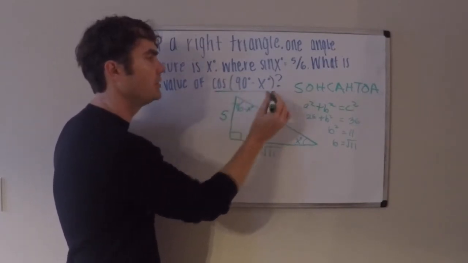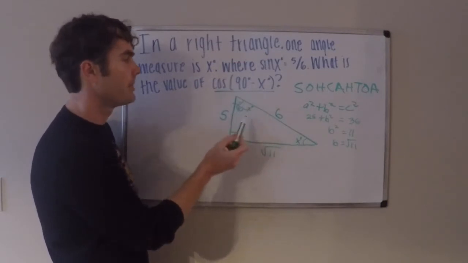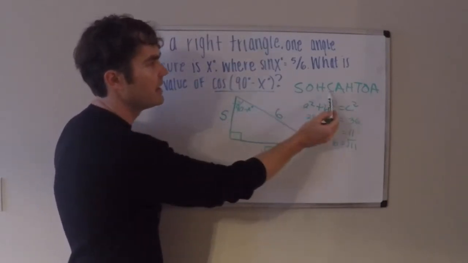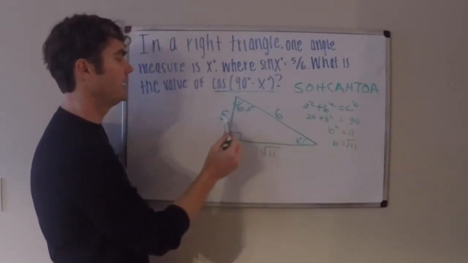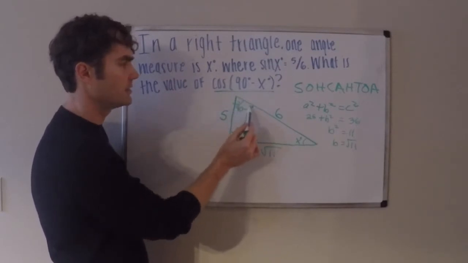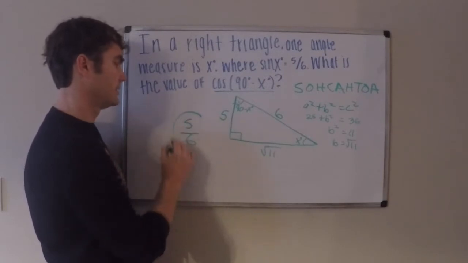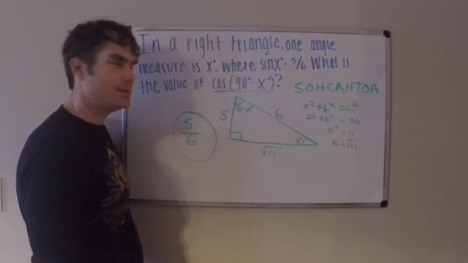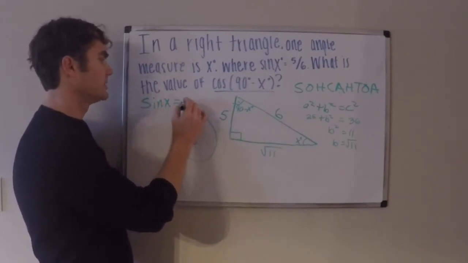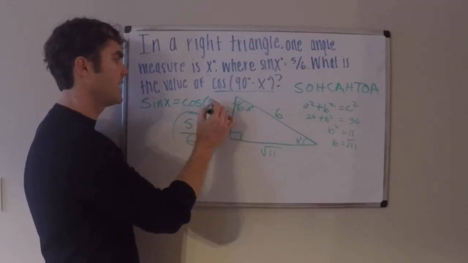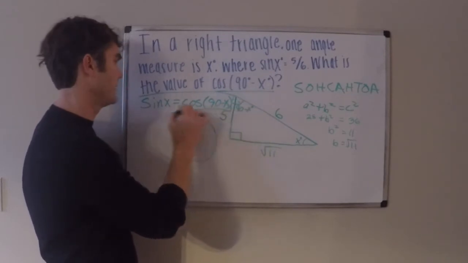So what is cosine of 90 minus x? It's basically asking me the cosine of this angle here. The cosine of this angle is adjacent over hypotenuse for cosine, so that's going to be 5 is adjacent to this angle, 6. So the answer to this one is just 5/6. So remember that the sine of any angle equals the cosine of 90 minus that same angle. That's a formula for you to remember today.